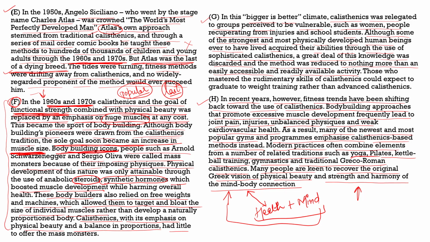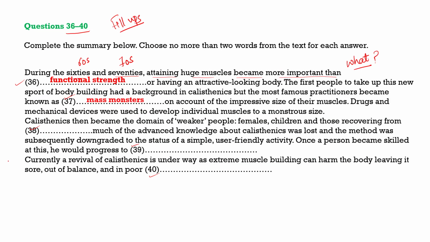Bodybuilding icons. People such as Arnold and Sergio Oliva were called mass monsters. Now in the question we are asked about the practitioners. Now who are the practitioners? Here the practitioners are bodybuilding icons. Now students, you can see over here bodybuilding icons. Then there are two examples. What were they called? They were called mass monsters. What is our answer? The answer to question number 37 is the famous practitioners became known as mass monsters, right?